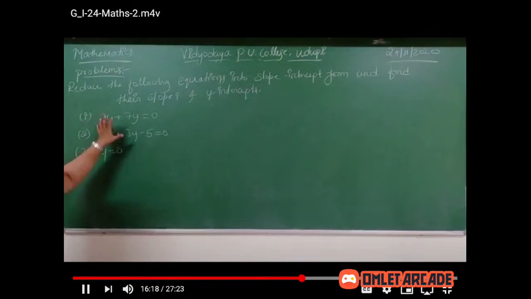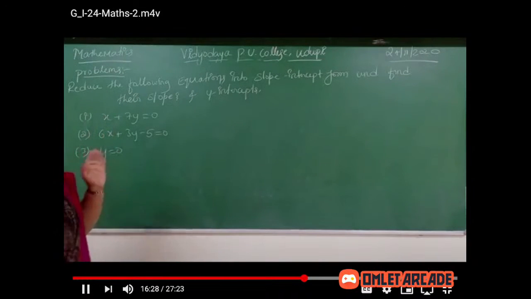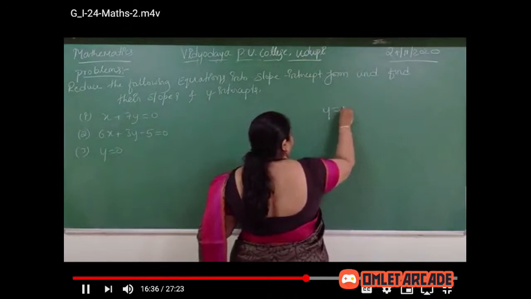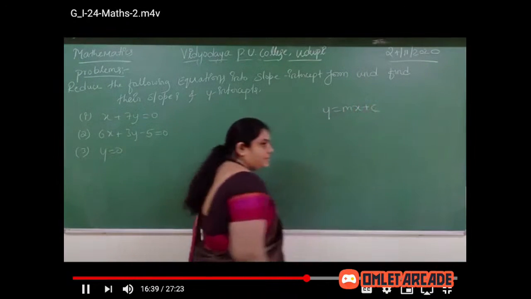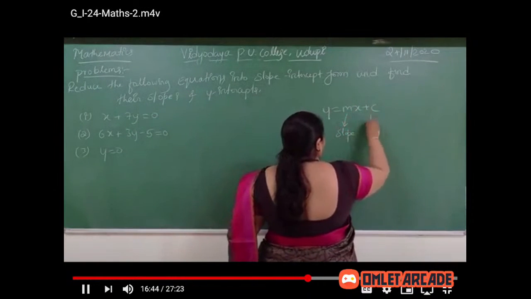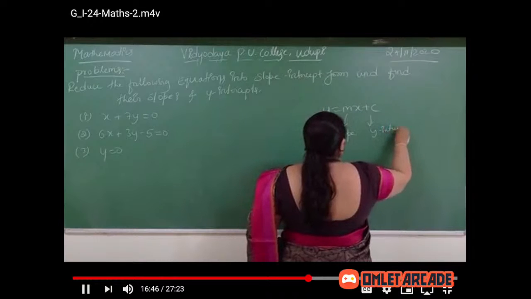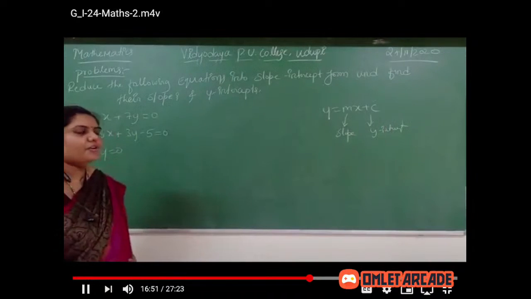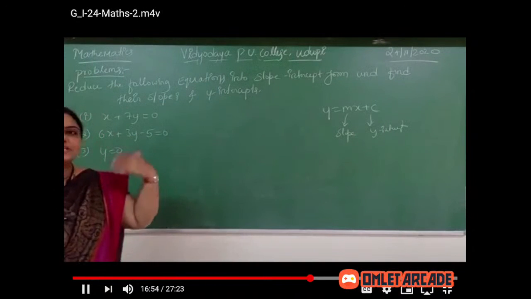They have given equations, students. When you see the equations, you can make out it is given in general equation form. So what is the question? Reduce the following equations into slope intercept form and find slopes and y-intercepts. Slope intercept form means you have to reduce the equation into this form, then easily you can make out its slope, and this is the y-intercept, isn't it? So if you convert the given equation into that form, then it is easy for you to make out which is slope, which is y-intercept.